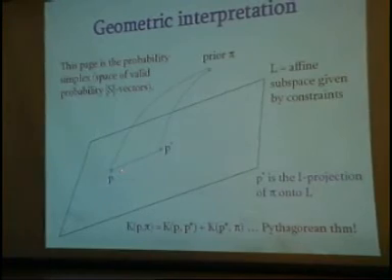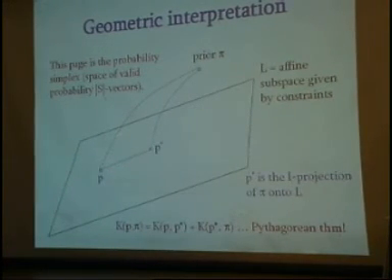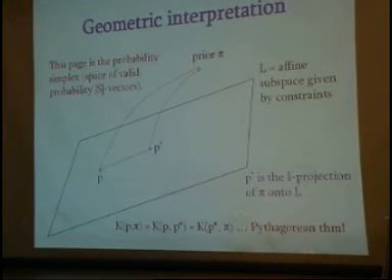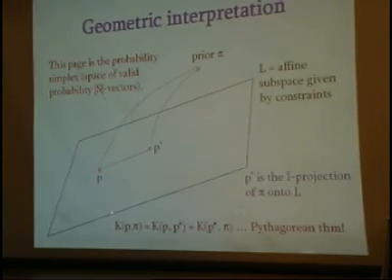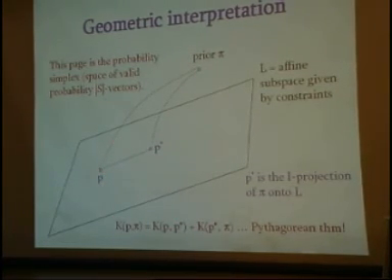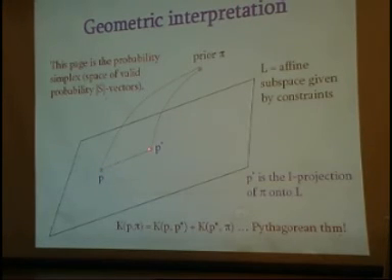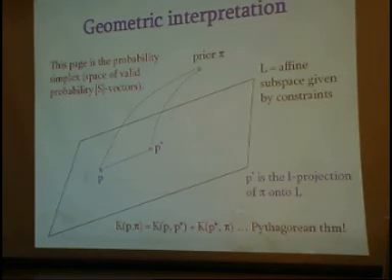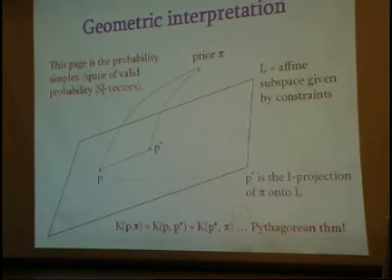Now we see this interesting relation. Pick any other point that also satisfies these constraints, in other words, any other point on this affine subspace of the simplex. Then we have the relation that the distance from P to pi is equal to the distance from P to P star plus the distance from P star to pi. This is quite remarkable because this is a Pythagorean theorem. This is exactly the same relation we have when we're projecting with respect to Euclidean distance.